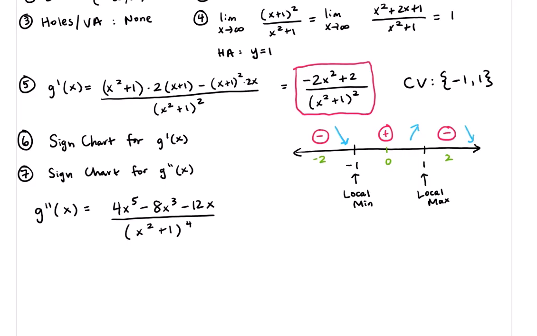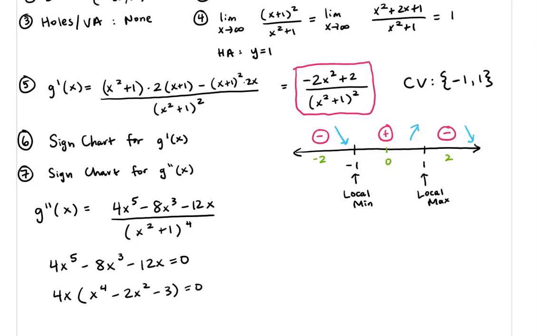And remember, we just really care for a rational function when the numerator is equal to 0. So I have 4x to the 5th minus 8x cubed minus 12x is equal to 0. Notice that the greatest common factor of each of these terms looks like it's 4x. So that's going to leave me x to the fourth minus 2x squared minus 3 is equal to 0.